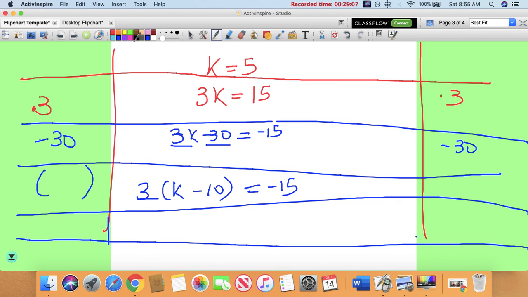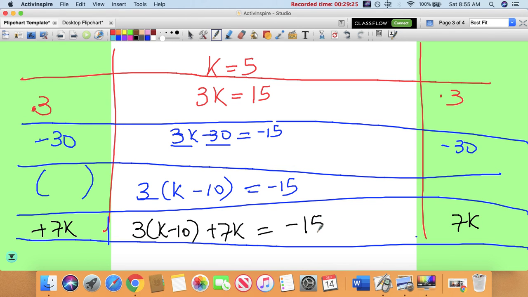So now let's make it a little bigger. Let's add some variables. Let's add a variable to each side. I'm just writing any numbers, 7k on this side, and 7k on that side. So over here I'm going to go 3k minus 10 plus 7k. Ooh, I just made it bigger. Now on this side I'm going to go negative 15 plus 7k as well. Now this is an equation that you just created that has the distributive property and variables on both sides. It's one big equation, and you just created one.